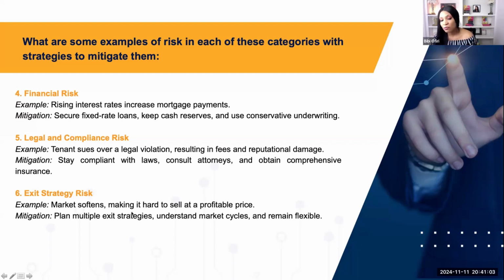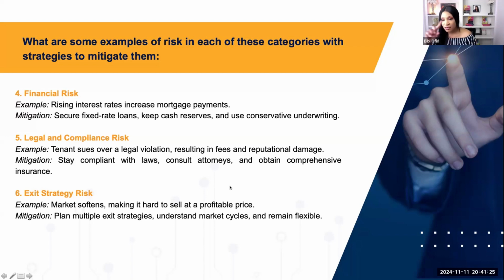So we also need to plan multiple exits. Like the deal that we currently have, we have multiple exits. We have the ability to refinance, to sell if we want. We have also the ability to maybe do a 1031 exchange, different exit strategies that we can do on it. So you need to have multiple exit strategies in case something happens.